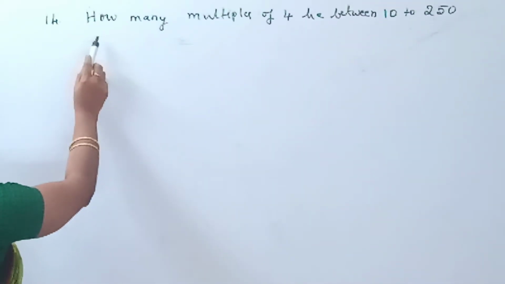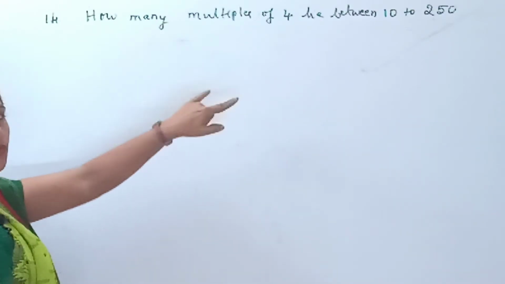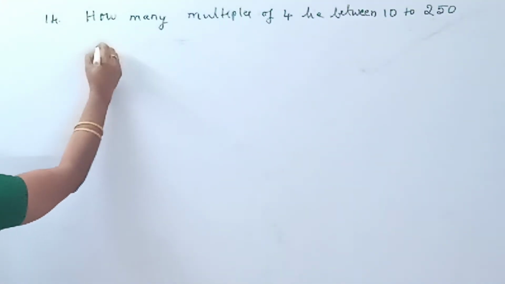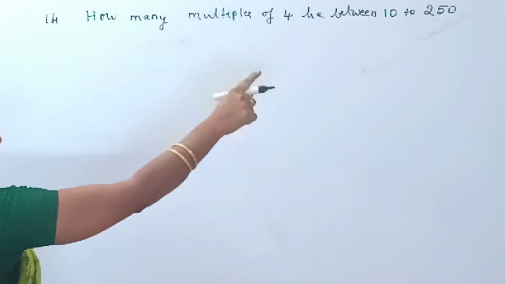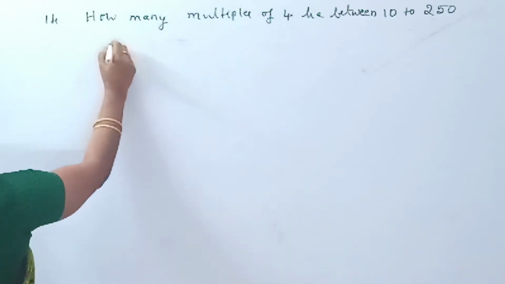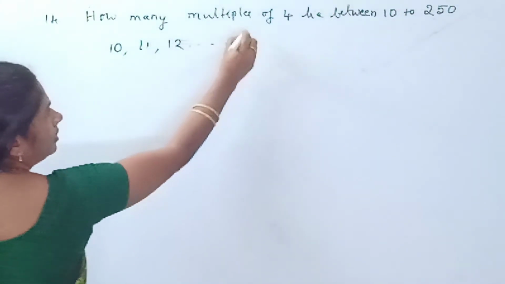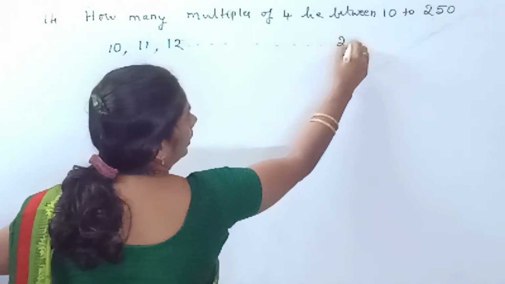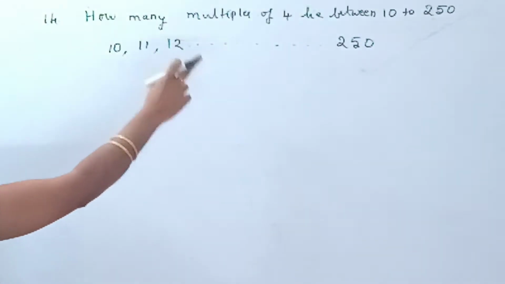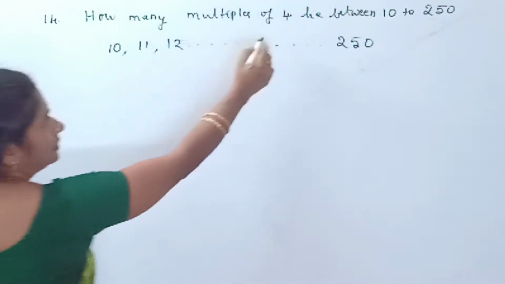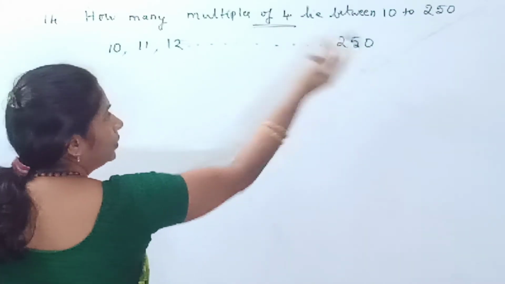Coming to the 14th question, how many multiples of 4 lie between 10 to 250? So what is the question, children? How many multiples of 4 lie between 10 to 250? So you have to start from 10, 11, 12, like that till 250. In between 10 to 250, how many multiples of 4? It's clear? This is very important, children.